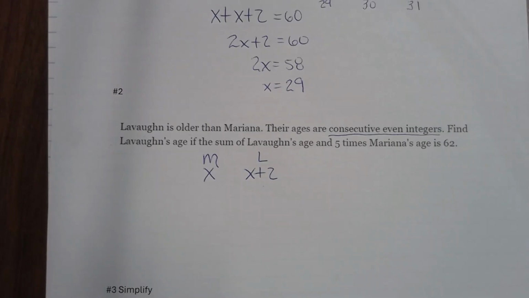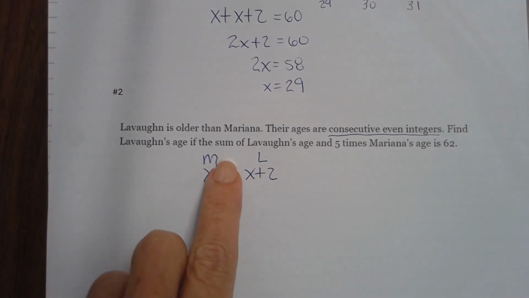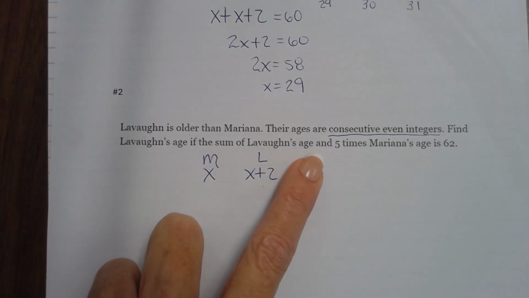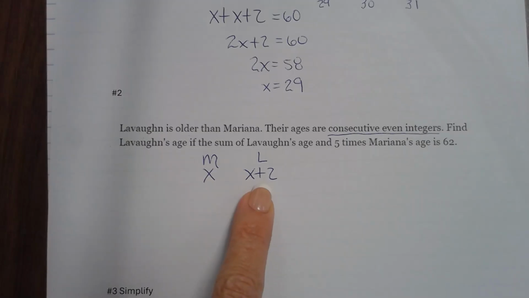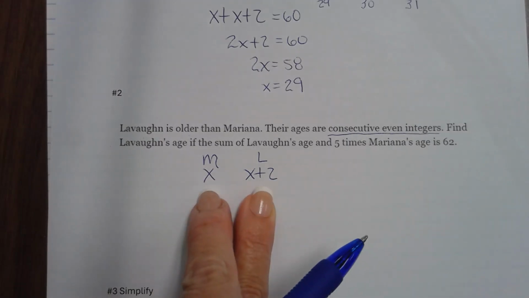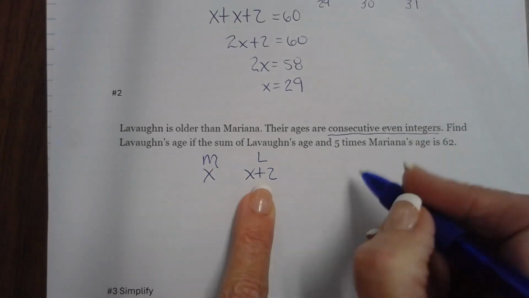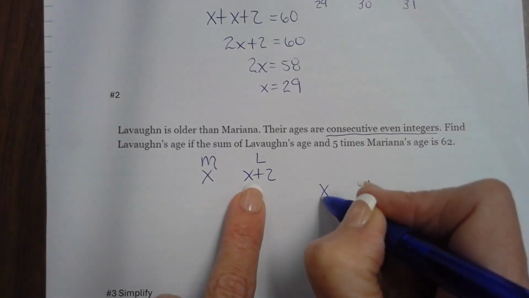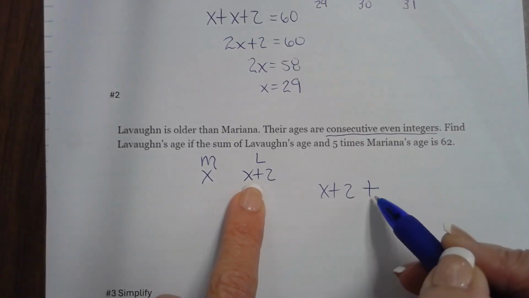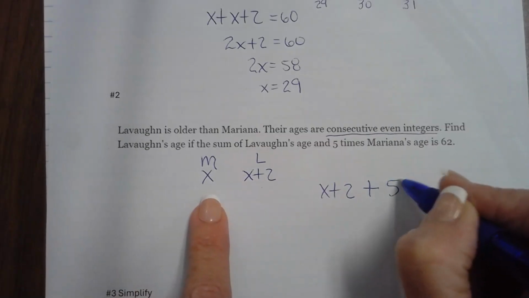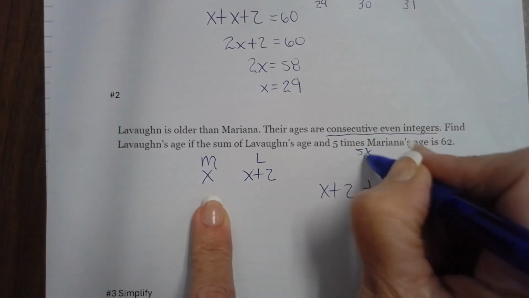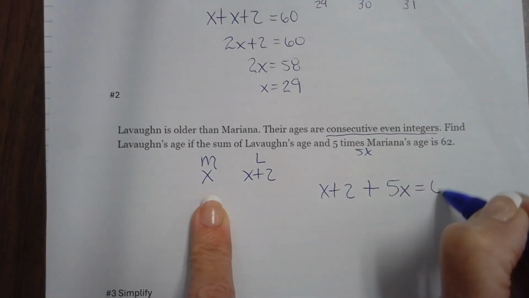Now I'm going to translate the phrase. It says the sum of Levon's age, that's this, and 5 times Mariana. So the sum of Levon's age, that's x plus 2, and 5 times Mariana. 5 times Mariana, that's just 5x, is 62.